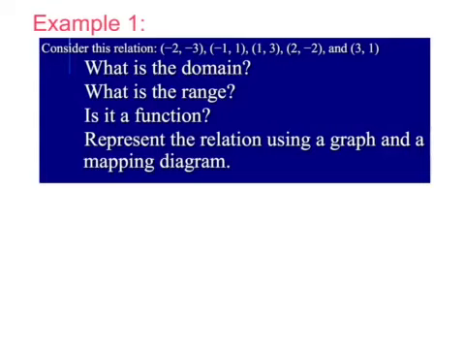Now let's look at some examples. In this first example it says, consider the relation (-2, -3), (-1, 1), (1, 3), (2, -2), and (3, 1). The first question says, what is the domain? Well, we know that the x values are the domain, so we're going to just simply write our x values: -2, -1, 1, 2, and 3.